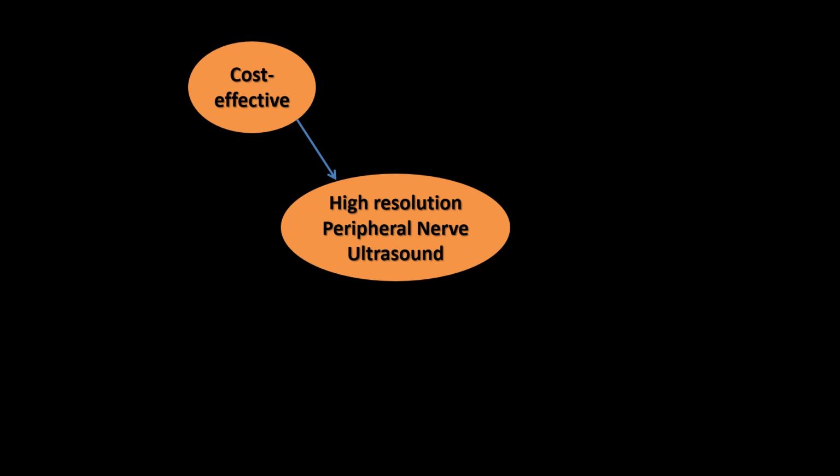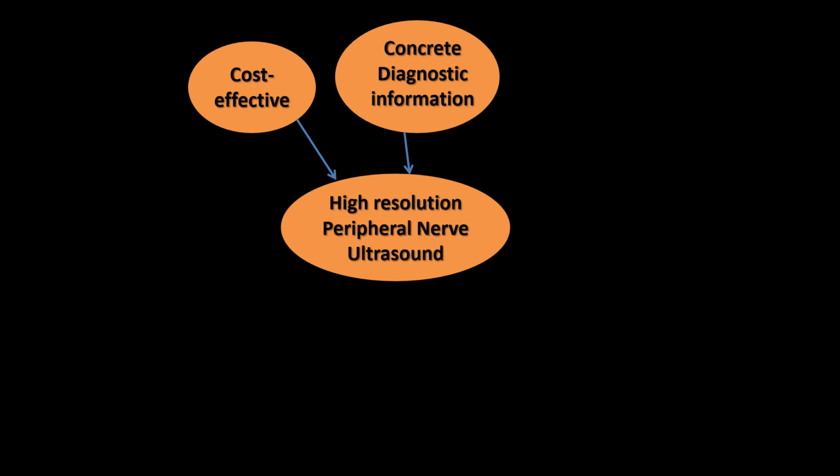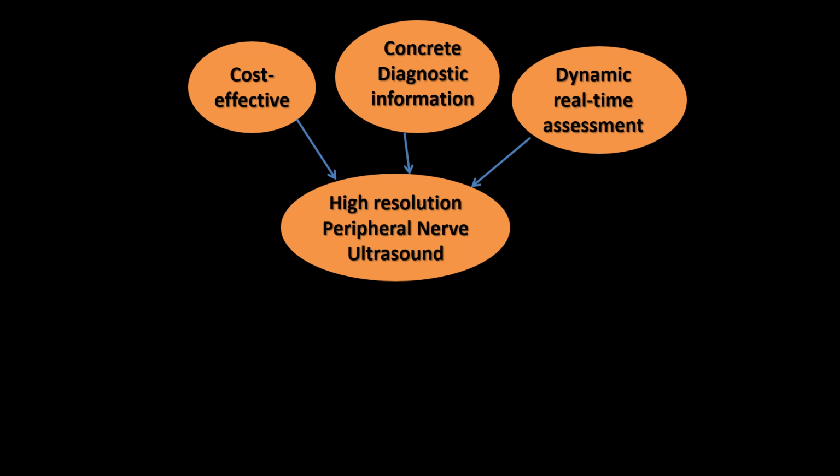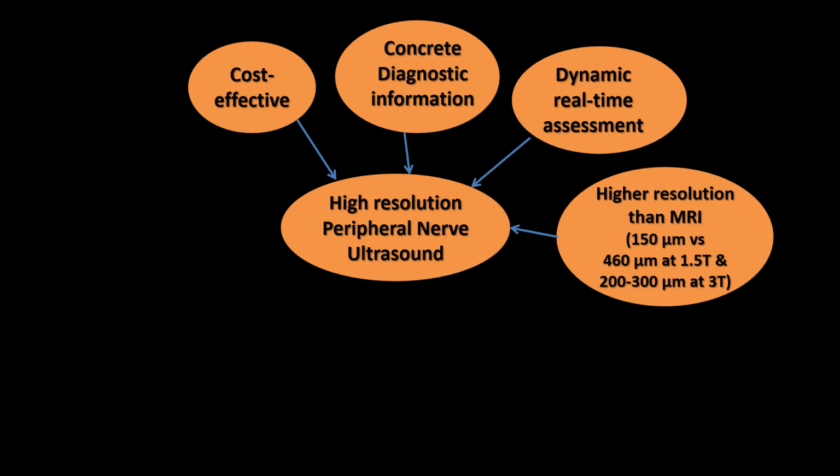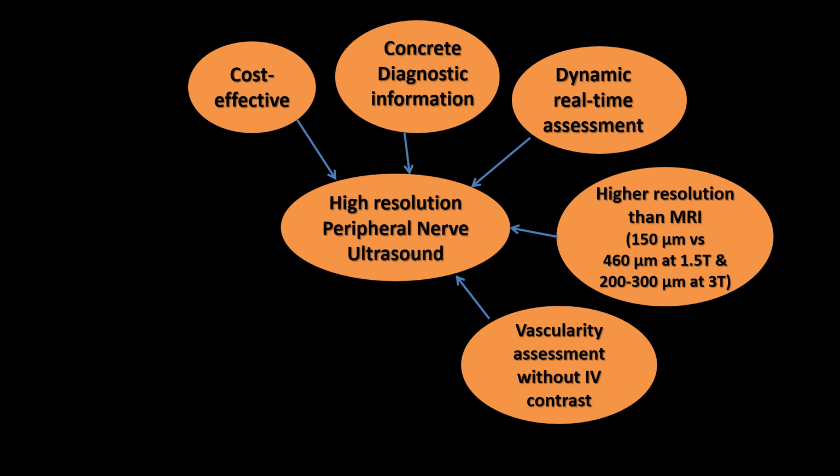So, with the help of high-resolution peripheral ultrasound, we can diagnose various peripheral nerve pathologies, and ultrasound is a very cost-effective imaging modality, but it also gives concrete diagnostic information. It is the only imaging modality which allows dynamic real-time assessment. Low cost doesn't mean that we are doing a compromise. In fact, ultrasound has got higher resolution than MRI.